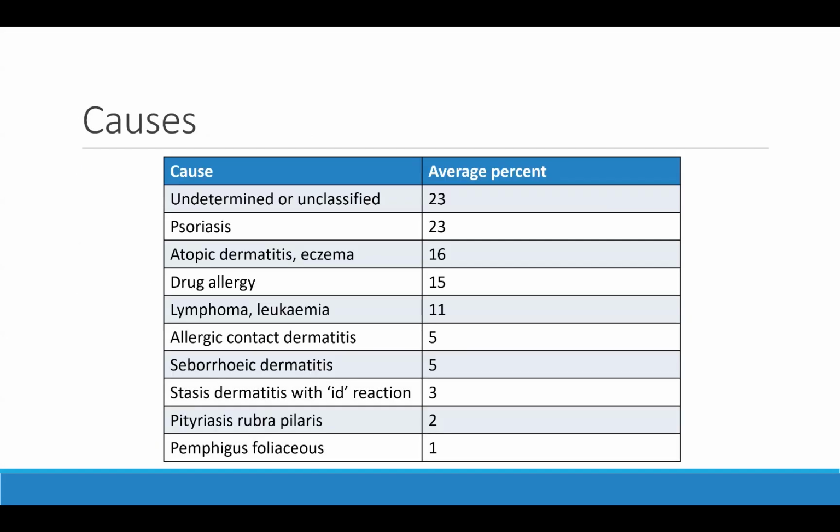These are the various causes of erythroderma. As you can see, you can't find the cause in about 23%, where it's undetermined or unclassified, but 23% is due to psoriasis, 16% due to eczema, 15% drug allergy, lymphoma or leukemias in 11%. And then lesser common causes are allergic contact dermatitis, seborrheic dermatitis, stasis dermatitis with reactions, pityriasis rubra pilaris, as well as pemphigus foliaceus.